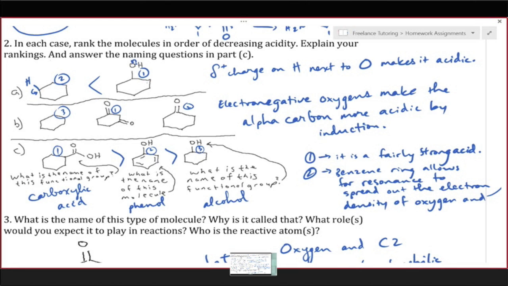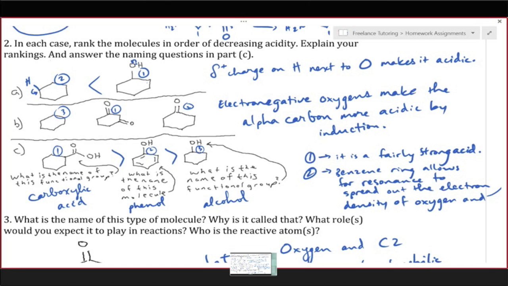So let's take a look at part B. I noticed one thing that you did that was good here: you noticed that they asked you to rank the molecules in decreasing acidity. So number 1 is the most acidic. It's good that you read that question carefully.